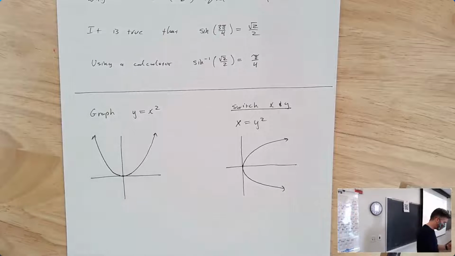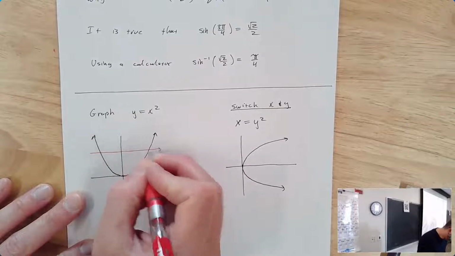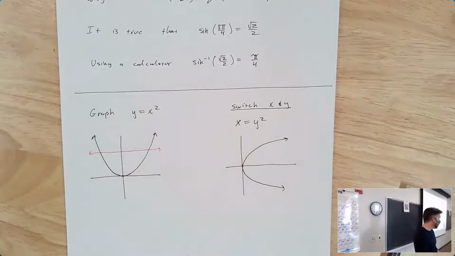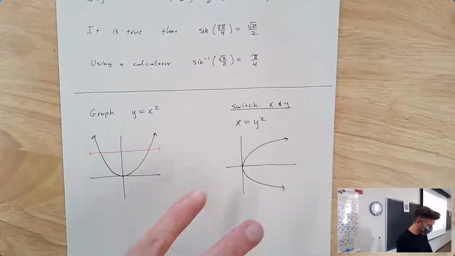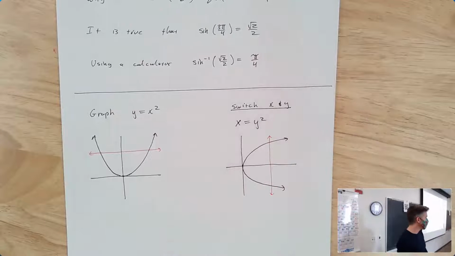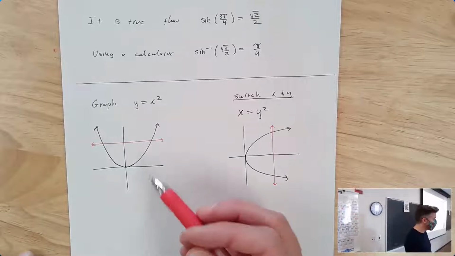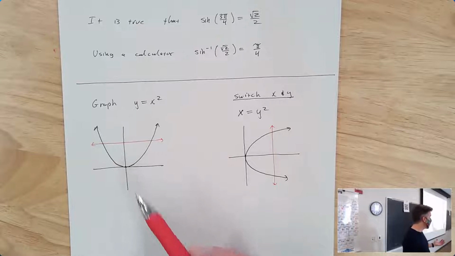So this function y equals x squared fails the horizontal line test. When I draw a horizontal line, it goes through more than one place. And when you interchange x and y, that corresponds to the interchange failing the vertical line test, which means it's not a function. So what do we do? We restrict the domain of the original function so that it is one-to-one.